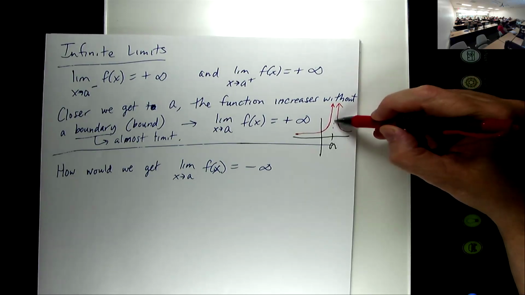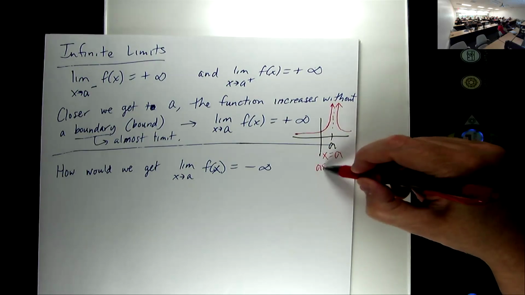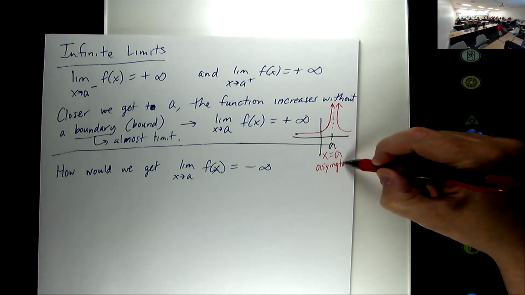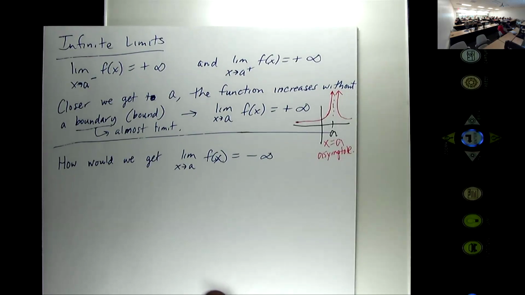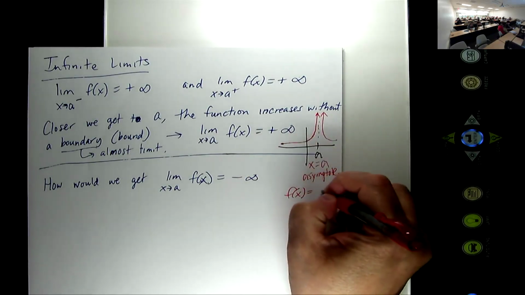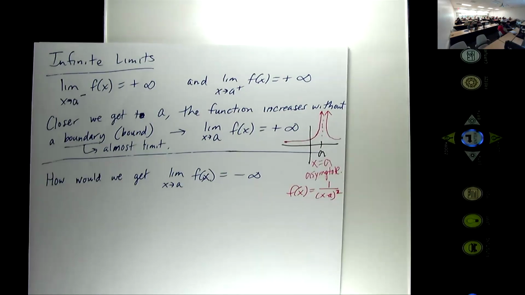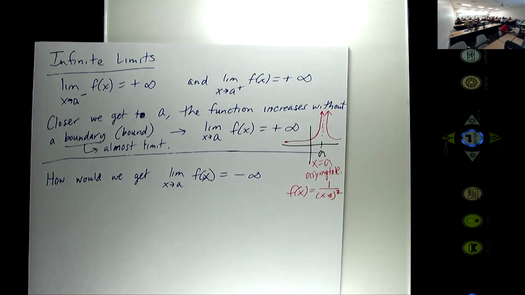So it's almost like x equals a is an asymptote. In fact, that is the graph of f of x equals 1 over (x minus a) squared. And I can put in whatever value of a I want, and it just changes where that spike is. That infinite spike.